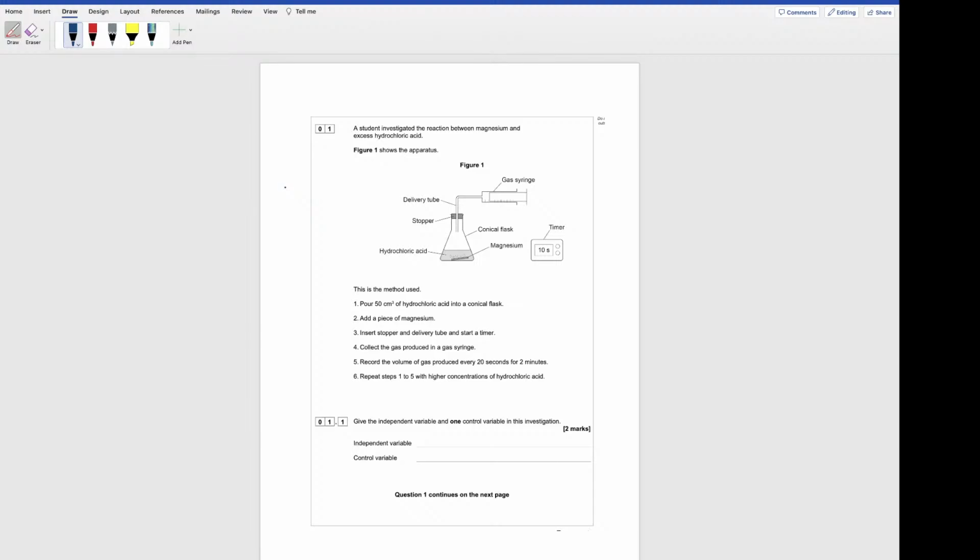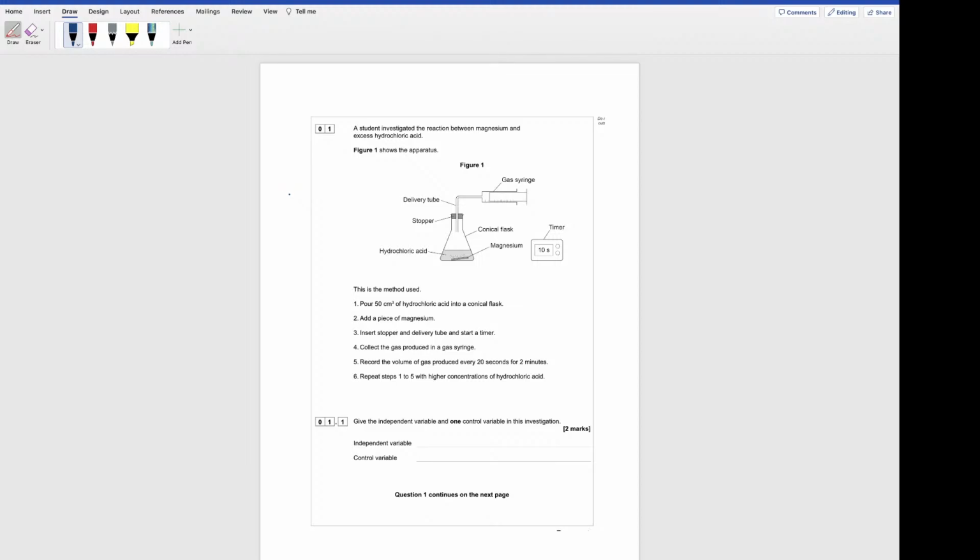Right. So I'll read through the question. Question number 1 says, a student investigated the reaction between magnesium and excess hydrochloric acid. In this method, it says they pour 50 centimeters cubed of hydrochloric acid into a conical flask. Then they add a piece of magnesium. They insert the stopper and the delivery tube and start the timer. Collect the gas in the gas syringe. They record the volume of gas produced every 20 seconds for 2 minutes. And then they repeat it with a different or higher concentration of hydrochloric acid. So the first question on this paper is, what is the independent and control variable?